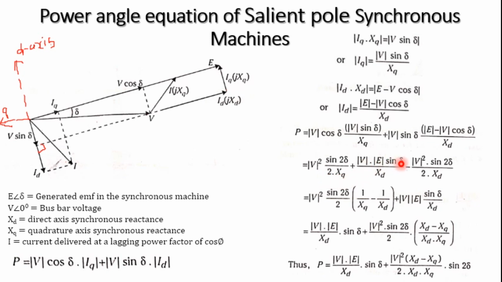This is V E sine delta divided by XD, and this is minus V square sine 2 delta divided by 2XD. So what is common here? XQ and XD. So we get V square sine 2 delta divided by 2 times 1 divided by XQ minus 1 divided by XD. Do the simplification. We get VE by XD sine delta plus V square sine 2 delta divided by 2 times XD minus XQ divided by XD into XQ. So the final equation becomes P is equal to V E by XD into sine delta plus V square XD minus XQ divided by 2 XD XQ into sine 2 delta.